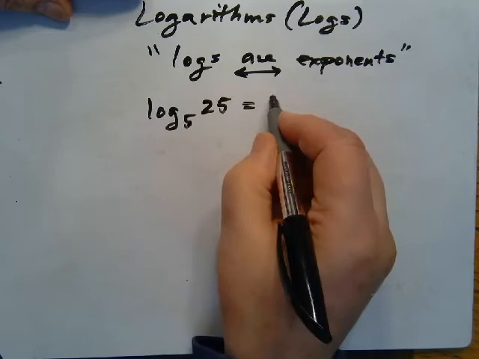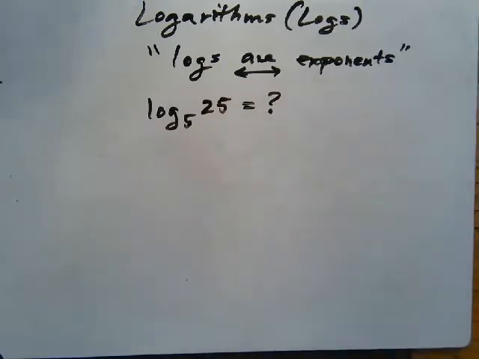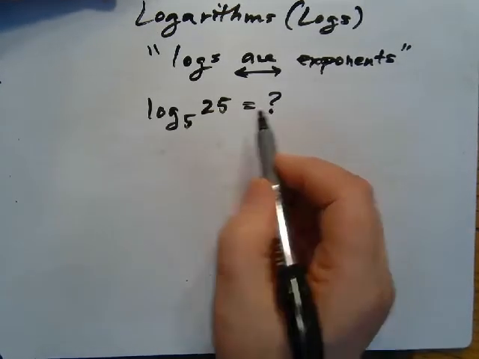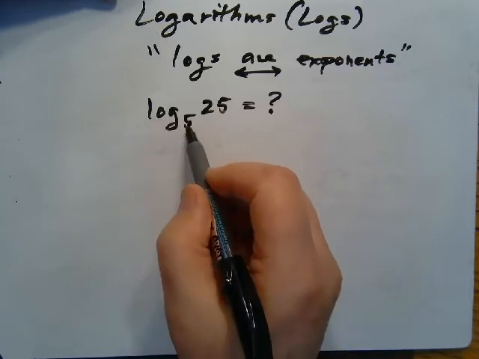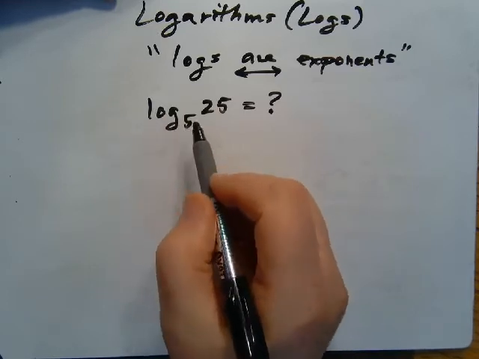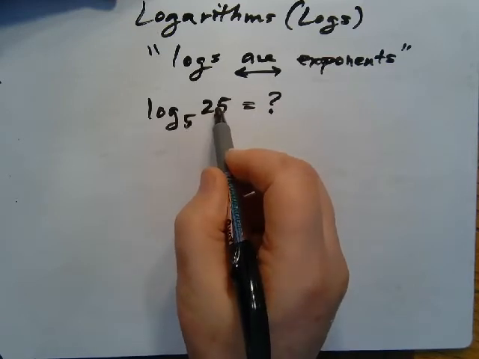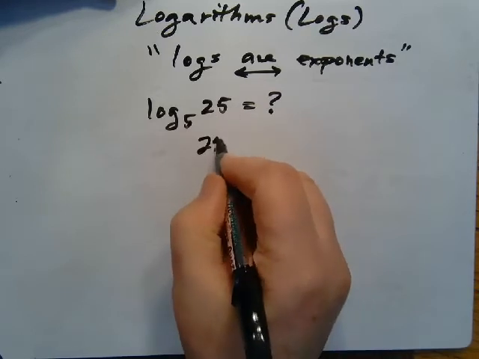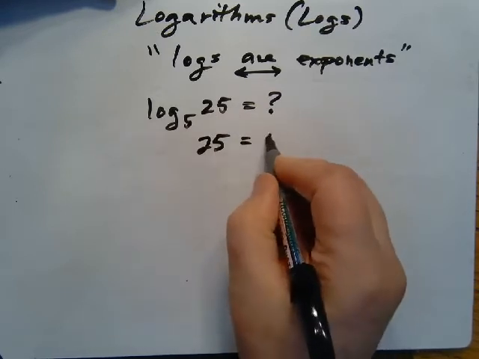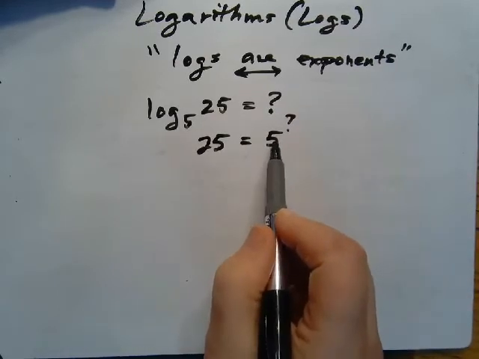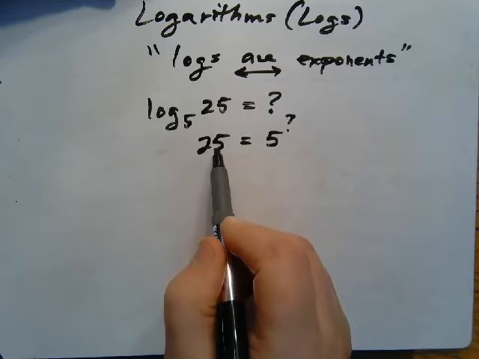Let's put a question mark over here, although I'm going to start using the letter Y or N in a minute. What is this statement saying? It's asking a question, and that question is, what is the exponent? See, logs are exponents. What is the exponent on a base of 5 that will produce me a number of 25? If the number is 25, what is the exponent on 5 that will produce 25?